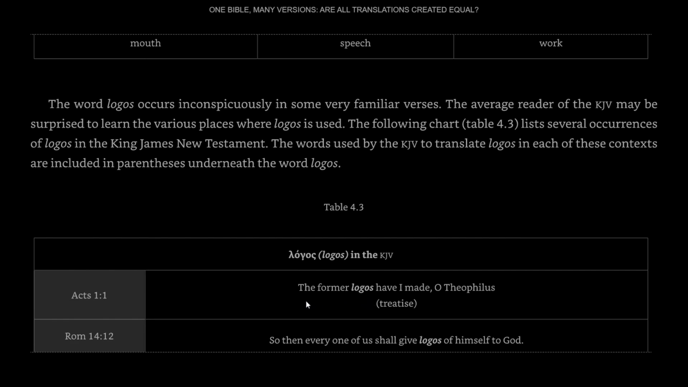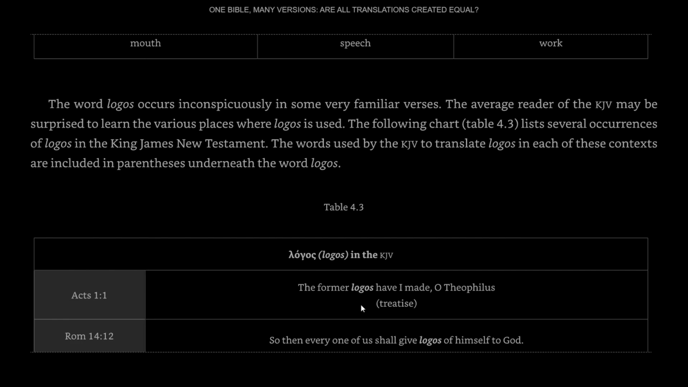And some of you are familiar with this. In Acts 1:1, it says, the former logos have I made, O Theophilus. Now, if we were to just put word there, the former word I have made, that would not make sense. And yet that's the definition of logos that a lot of people think is the correct definition.